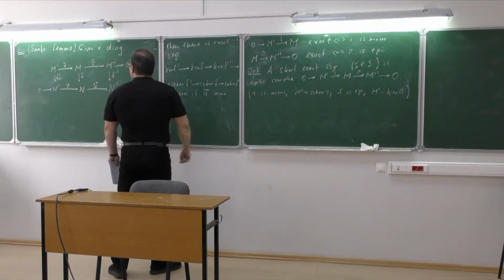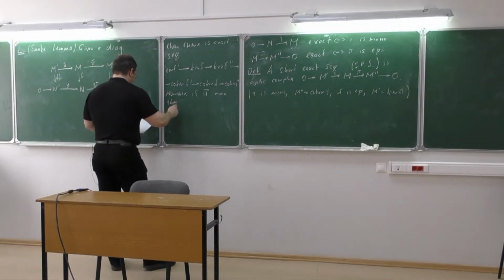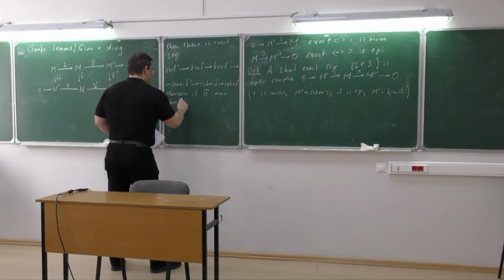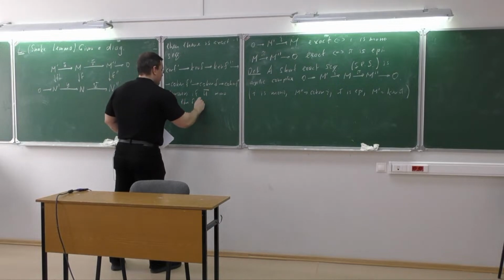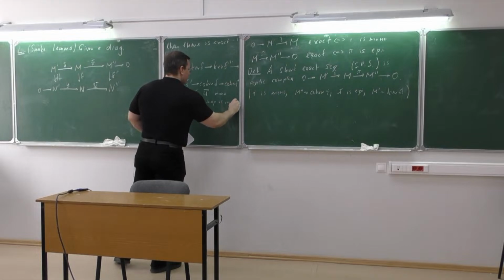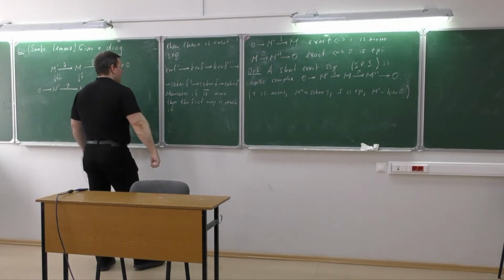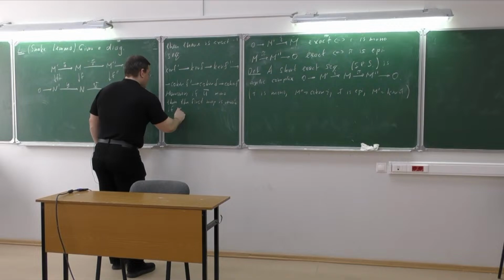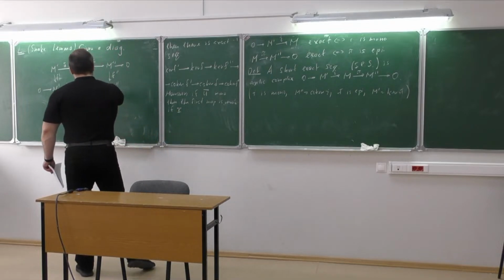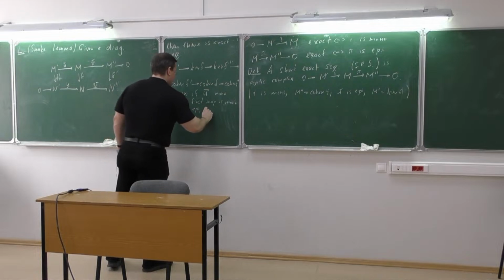So if u with the upper bar is mono, then the first map is injective. Again, mono. And if we underlined this map is epi, then the last map is epi.